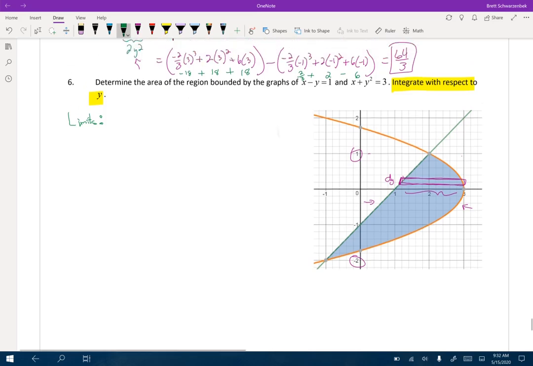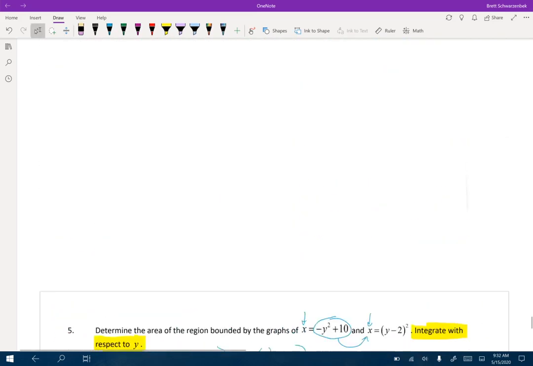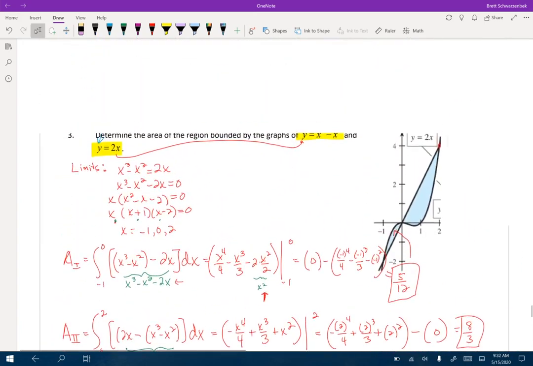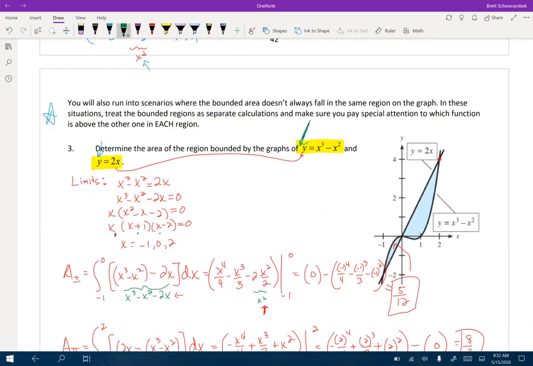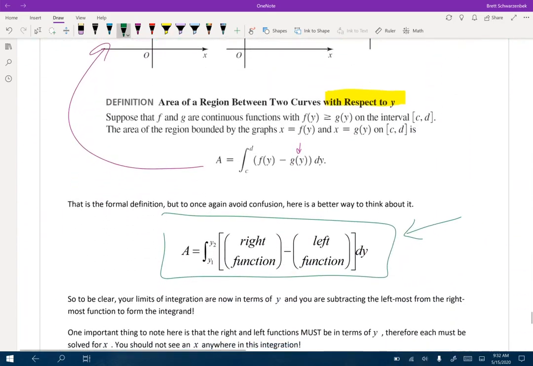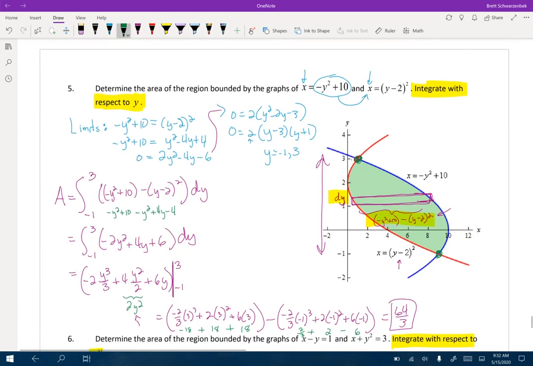So remember, all of the integrated with respect to x problems all had equations where they were equal to y. Why is that? Because we need to set them equal to each other, with x cubed minus x squared equal to 2x, to find the limits. Then we got into our first with respect to y problem, and everything was equal to x. Why? Because we have to set them equal to each other.